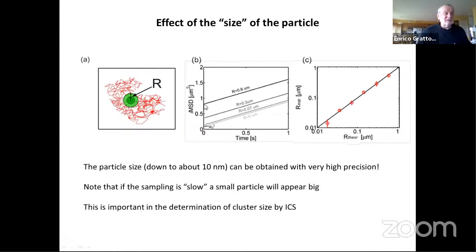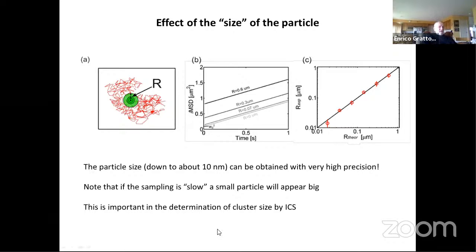How precise is the measurement? Well, it's very precise. If we do a simulation again, with particles of 100 nanometers, this will be 10 nanometers, and this is the recovered value. It more or less follows a line. So that means that between 1 micron, 1,000 nanometers, and 10 nanometers, more or less, we can recover the size of the particle. And this is very useful because that can also give information about the size of clusters eventually.